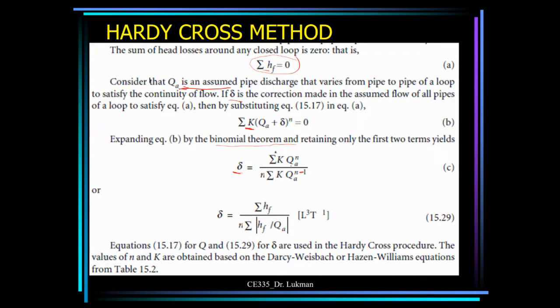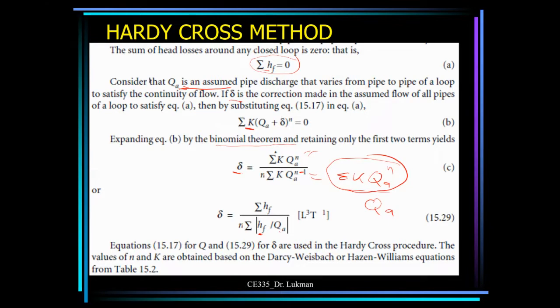It is simply summation hf, and this is simply summation k qa to the power of n over qa. So this is summation hf, this is hf, and this is over qa.